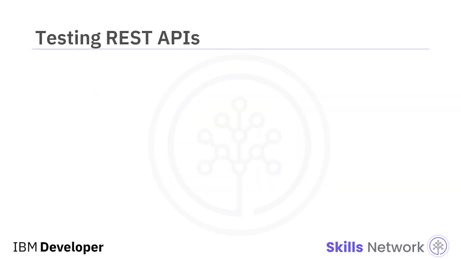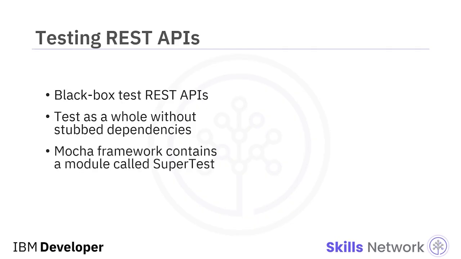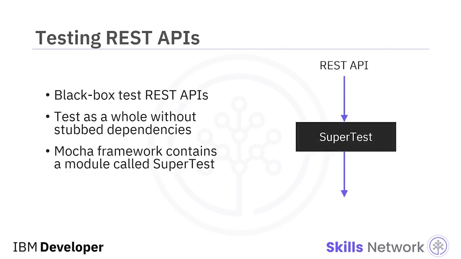Another best practice is to black box test your Node.js REST APIs. Black box testing means you test the code without looking at its internal structure. The system is tested as a whole without mocked or stubbed dependencies. Mocha, which is a JavaScript test framework that runs on Node.js, contains a simple module called Supertest. Supertest provides you with a way to test HTTP requests, which is exactly what you need when you want to black box test REST APIs.